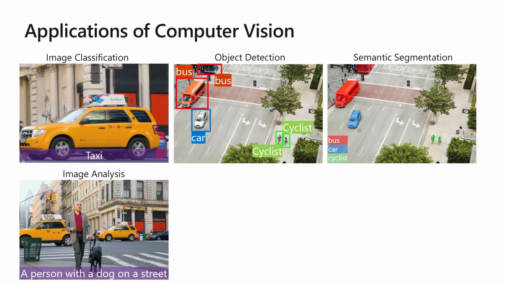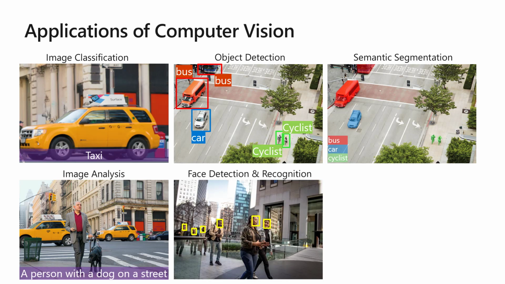Now, building on these types of models, so building on things like object detection and classification, you can perform image analysis and do things like generate captions or tags based on the contents of the image. So in this case, we've identified that this is a person with a dog on a street.